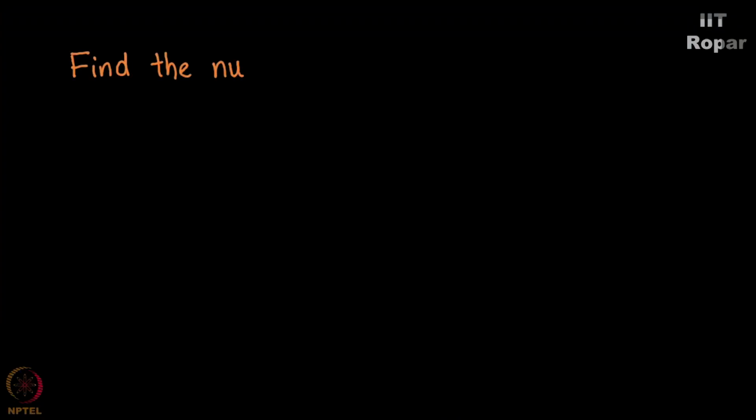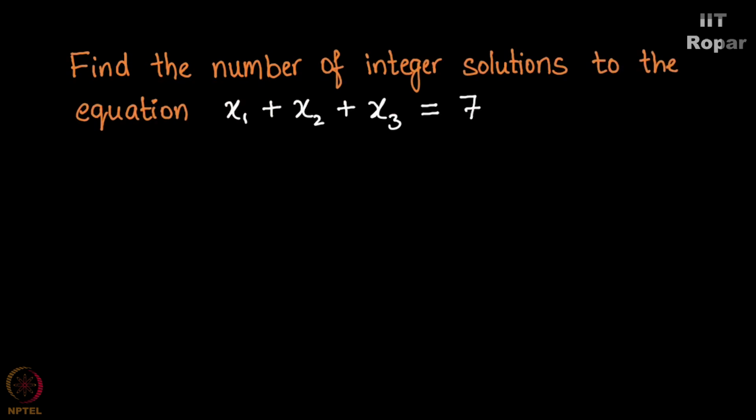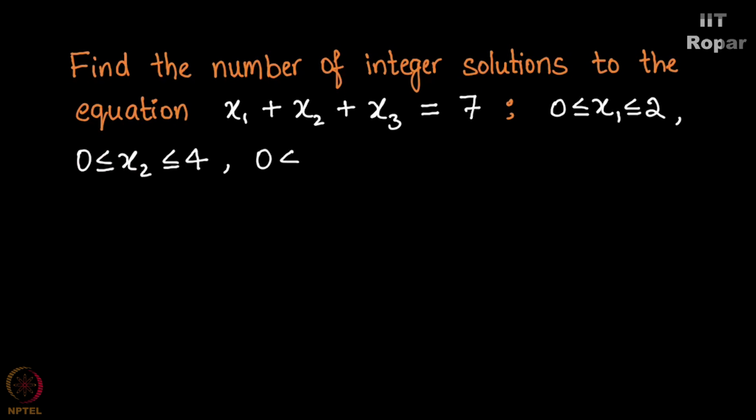Find the number of integer solutions to the equation x1 + x2 + x3 = 7. Well, the question doesn't end here. There are some conditions given. x1 should lie in the range 0 to 2, x2 should lie in the range 0 to 4 and x3 should lie in the range 0 to 3.